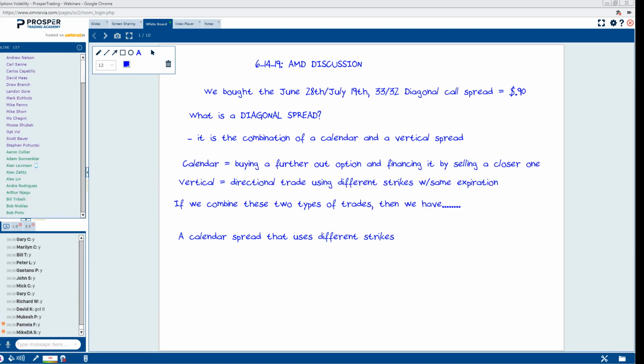Okay, great. Now, I'm going to ask you guys, before I put anything up on the whiteboard, why the combination of these two types of trades to come up with a diagonal? Why do you think we would use a diagonal as opposed to just a calendar or just a vertical?